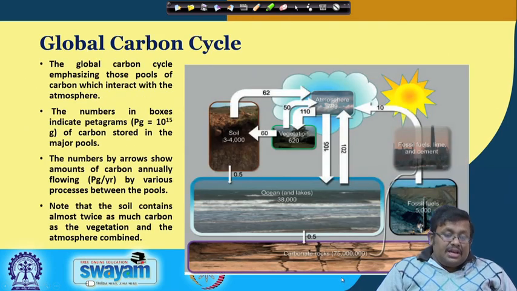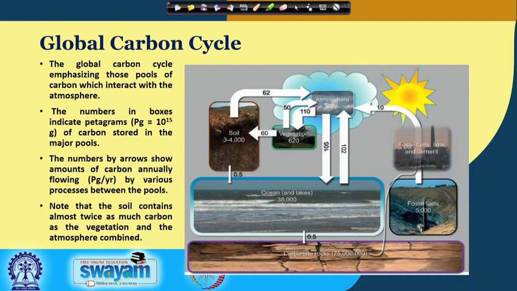Why? We will see. So if we consider the global carbon cycle, obviously the carbon is recycled within these major reservoirs. You can see soil, then ocean and lakes, then carbonate rocks, then fossil fuels, then atmosphere, vegetation. These are some big pools, or major pools, of carbon in the earth and surrounding atmosphere. And you can see how this movement of carbon is maintained from one pool to another pool.